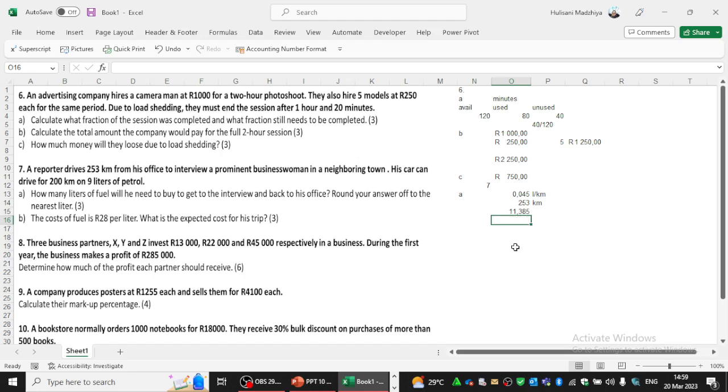11.38. And remember, he also has to go back from the interview to his office, so this means that it will be 2 times this amount. So in total you will need the following number of liters. So these are liters, the L will represent the liters. So meaning that he will need the following liters.